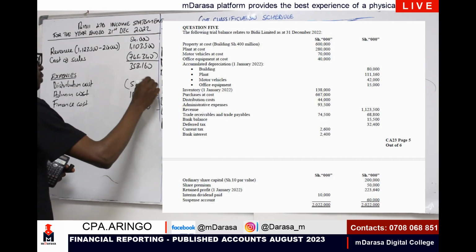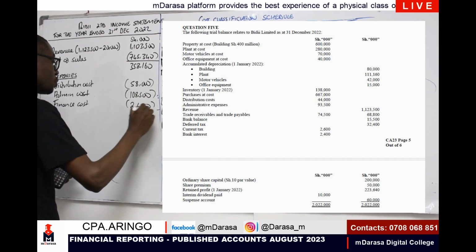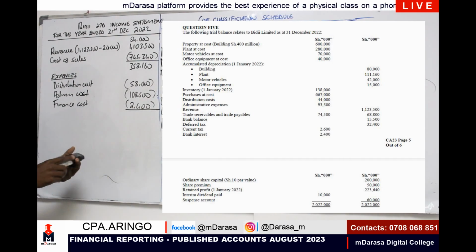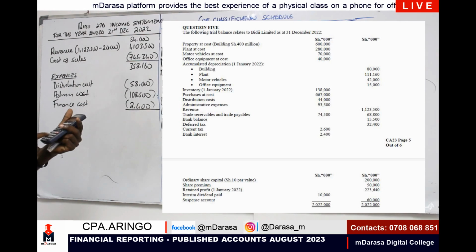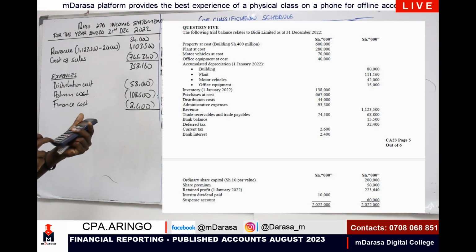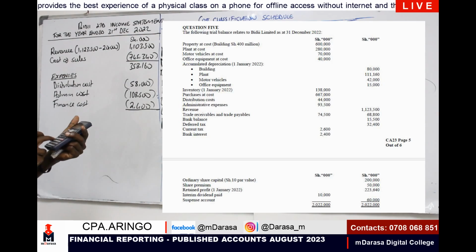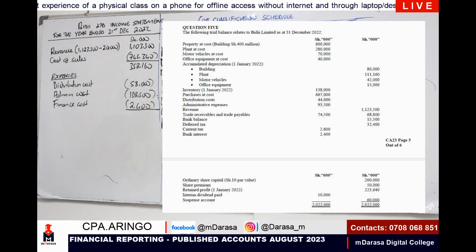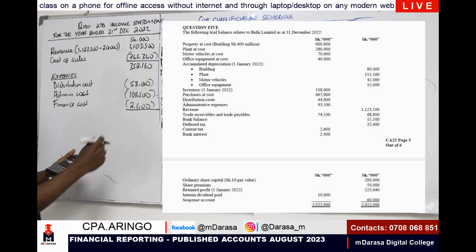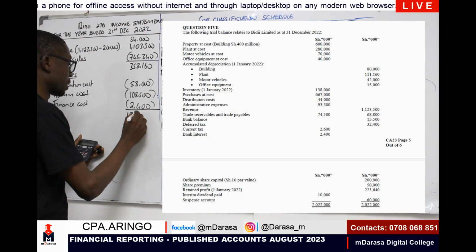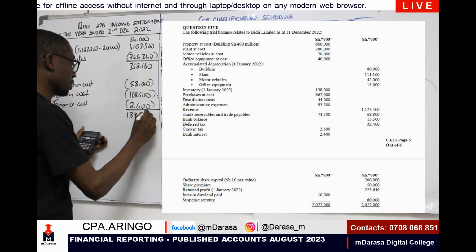So that at the end of the day, this is what you are going to deduct: minus 58,000, minus 108,500, minus 2,400, to give us a value of 189,260. Right? I'm having a value of 189,260.